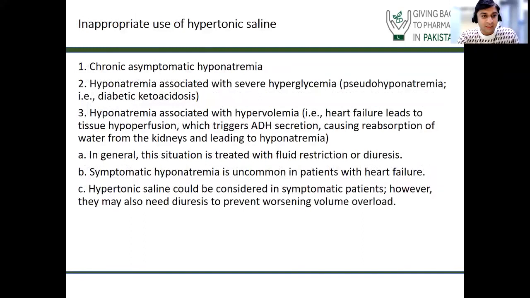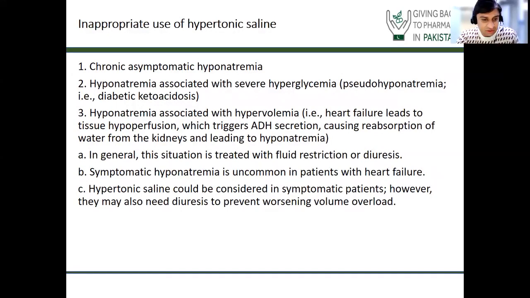What are the inappropriate uses of hypertonic saline? Remember, do not give it in chronic asymptomatic hyponatremia. That is a big no for the use of hypertonic saline. Similarly, hyponatremia which is associated with hyperglycemia is a pseudohyponatremia, and you do not give 3% or 7.5% or 23% saline. That is a big no.